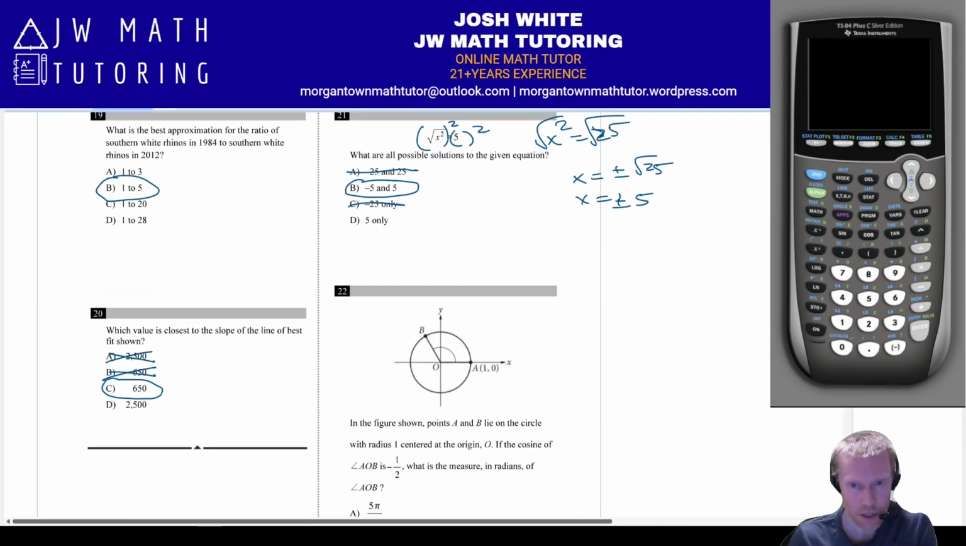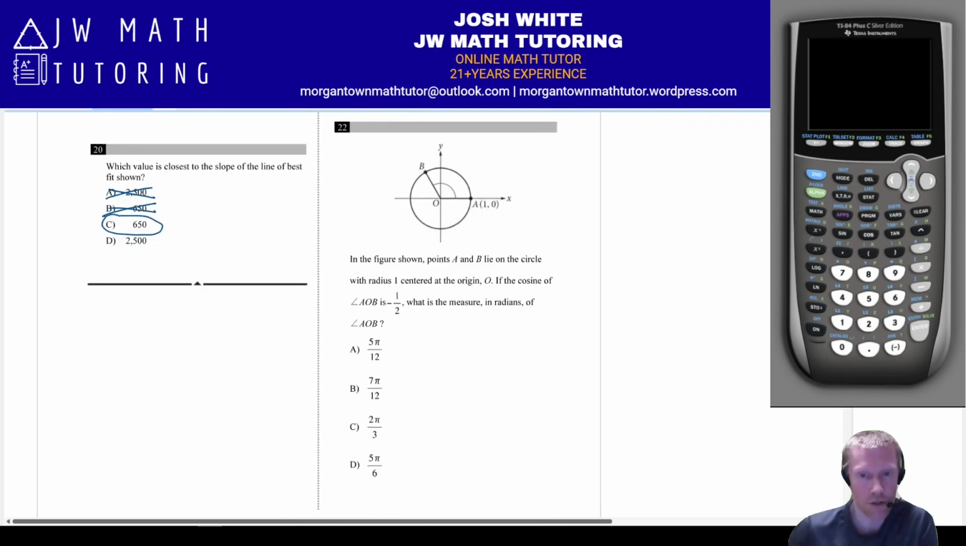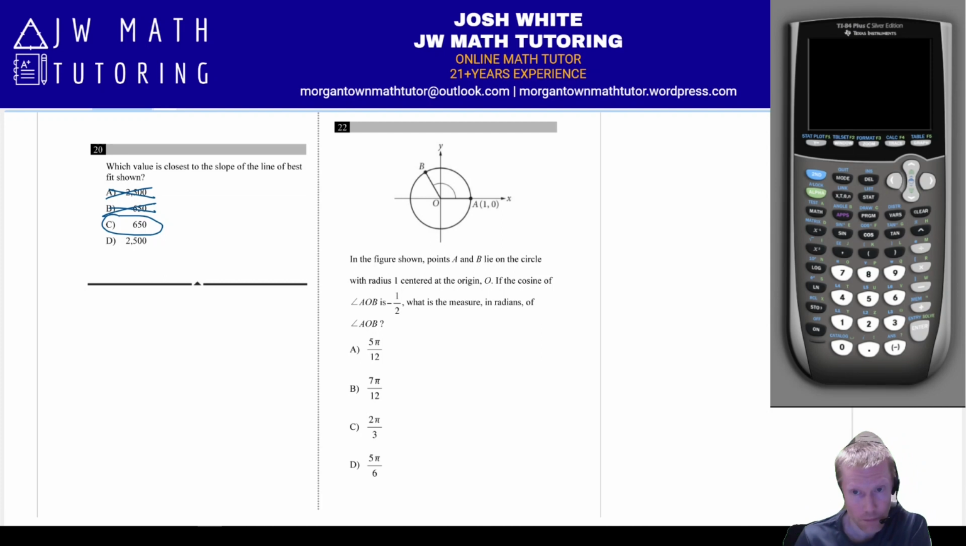All right, now for 22, there are multiple ways you could do this. If you have the unit circle memorized, and if you've taken trigonometry or pre-calculus, you most likely have covered the unit circle. Basically, the cosine of AOB, which is this angle right here, the cosine of an angle on the unit circle is its x-coordinate.